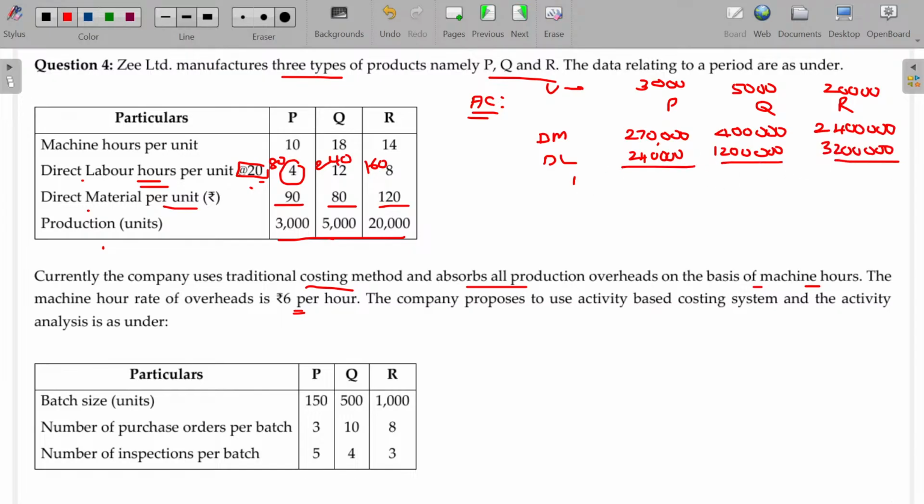The prime cost is 5 lakhs 10,000, 16 lakhs, and 56 lakhs. And now overheads.